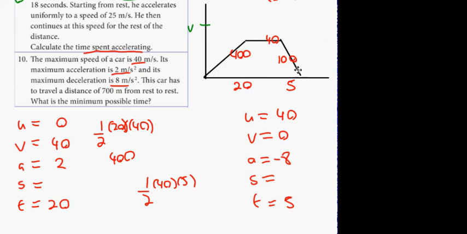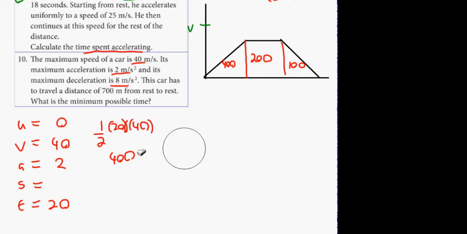Now, we've already discovered a lot of things about this. What did we discover about the first one? We've already discovered that this one here covers 400. We discovered that the last one covers 100. And then we discovered that this one here is 200. Okay?